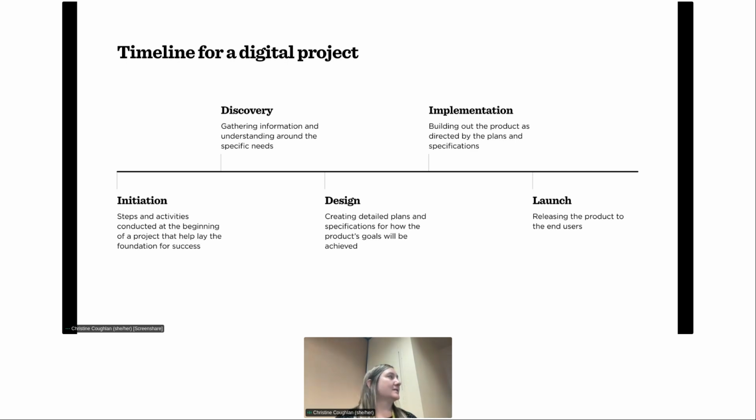Our second phase there is discovery. This is all around gathering information, understanding that problem at a really good depth of what you're trying to create. Then we have our design phase, which is creating those detailed plans and really designing out all those different specifications within that whole span of the project. Fourth, you can see we have implementation. That's the part where the developer comes in and starts building it out, making it real. And finally, our launch. So that's when we get to release this to those end users to actually use on a day-to-day basis.